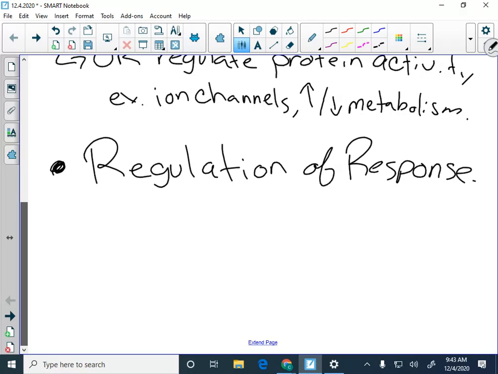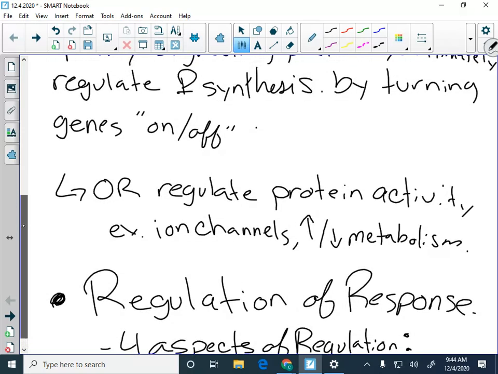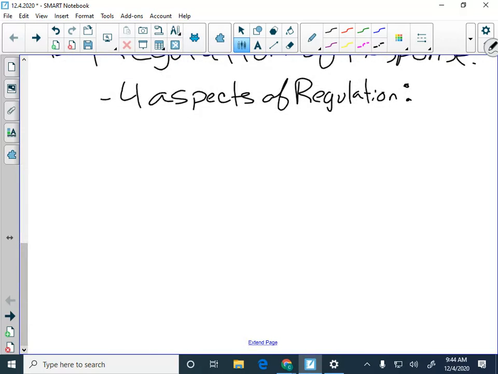So, like I said, it's more complex than just turning things on and off. It's not like these signals just go around flipping switches everywhere. There is a lot of complicated aspects. We're going to talk about 4 aspects of regulation. Now, this isn't all of what goes into regulation, but it covers pretty much all of our bases. And that is what we're going to talk about today.